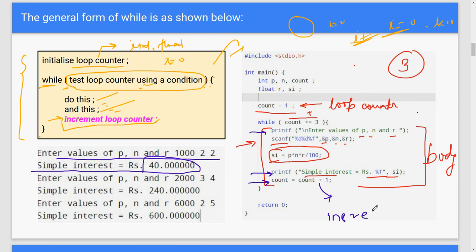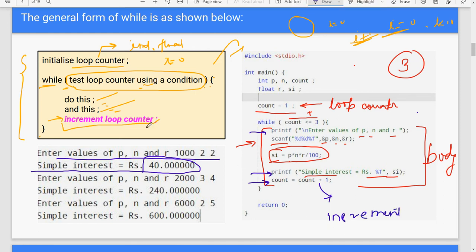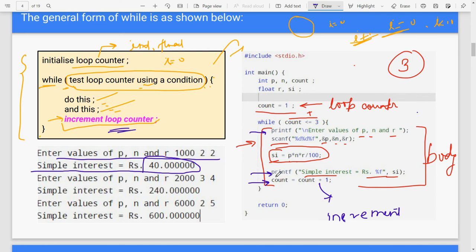I told you increment is important. I told you this increment of the loop count is important. So count is increased by 1. Now the value of count is equal to 2. Then again it will compare: count 2 less than or equal to 3. Yes, it's true. If it's true, it will repeat the same procedure.